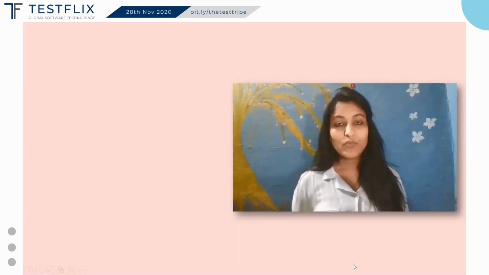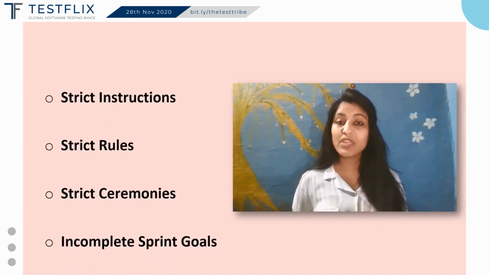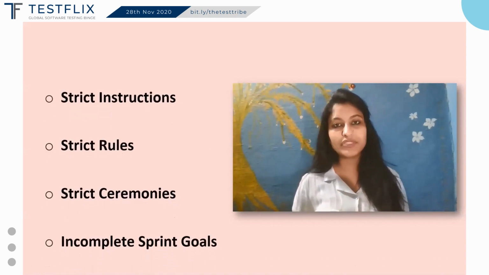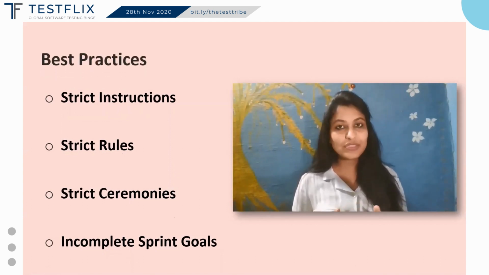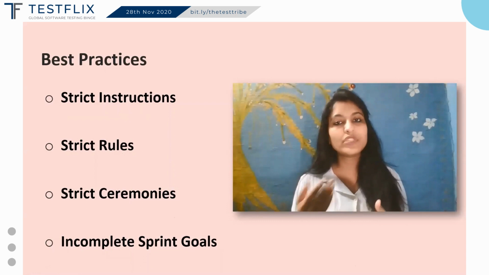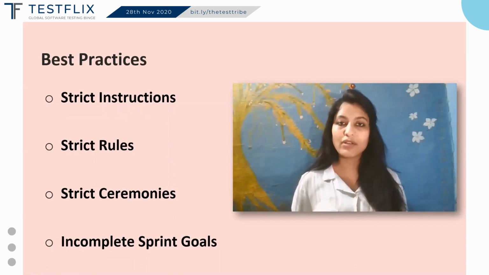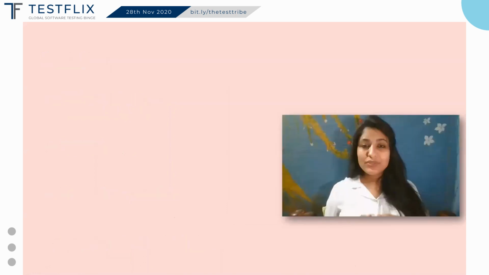Once upon a time, I was working on a project where Scrum was followed. The rules, instructions, and ceremonies were enforced and consistently monitored. Due to incomplete development and testing tasks, either the sprint used to get stretched or stories used to get moved to the next sprint or to the backlog. This led to incomplete sprint goals in more than 90% of the cases.